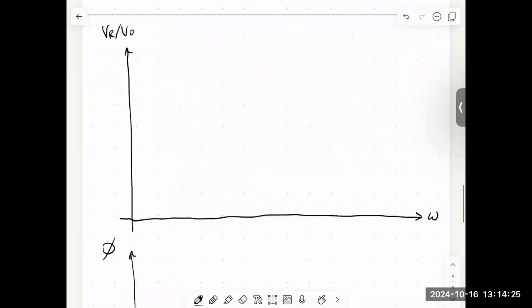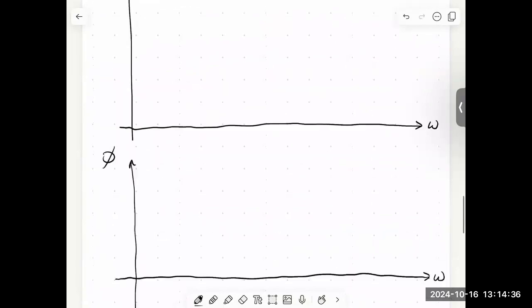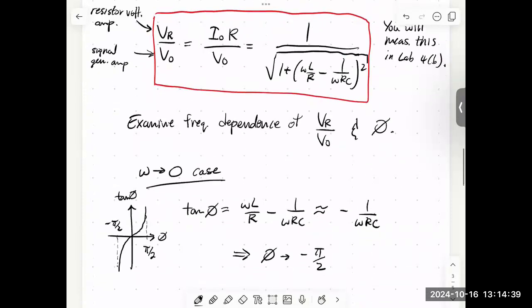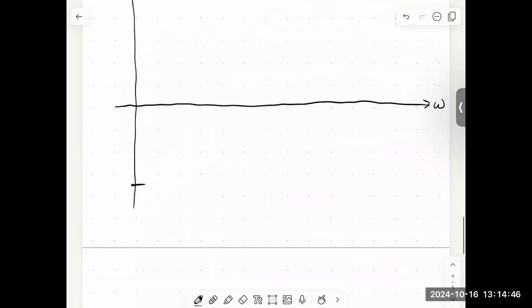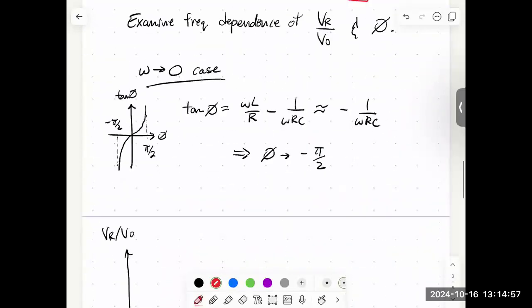We can go to our plot here. So let's see. We're going to low frequency, so I'm dividing by a small number. So this is minus pi over 2, and this is where our graph starts.